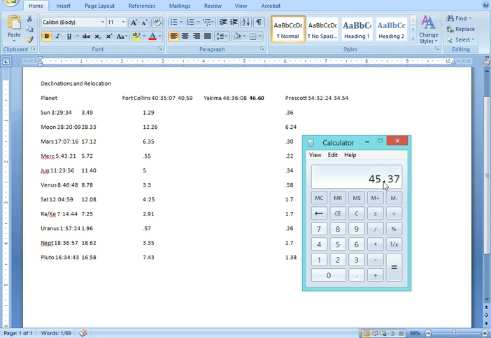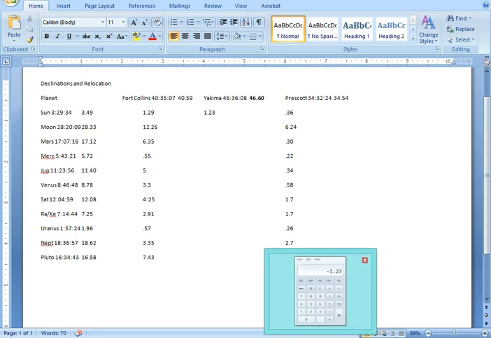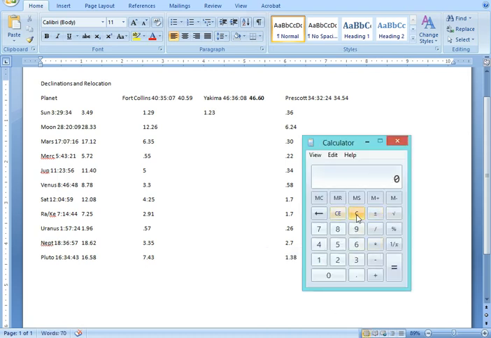How far is 45.37 from 46.6? Well, it looks like 1.23. An easy way to do that with the calculator is from 45.37, we can just subtract 46.6, and we get 1.23. Don't worry about if it comes out negative or positive. So the sun is 1.23 degrees from being exact at that location of Yakima. So we do that for all the planets.